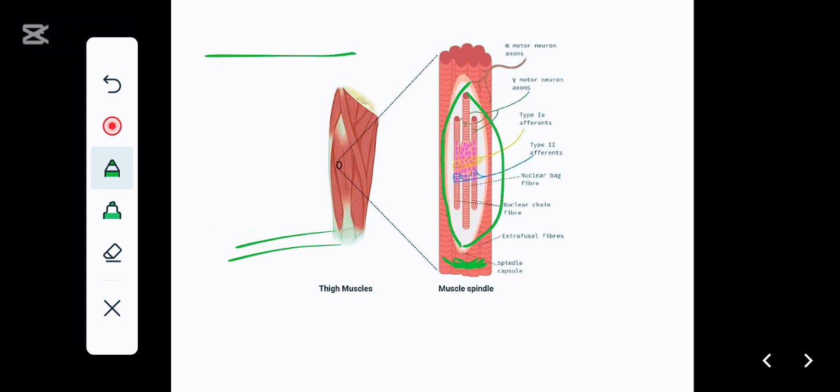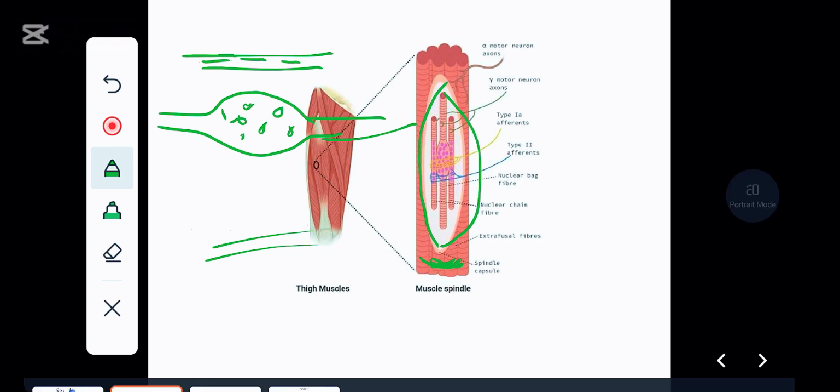The ones that are just linear in that manner are called nuclear chain fibers because their nuclei are in a linear manner like that. But there are also the others that are bulged at a certain region. These are called nuclear bag fibers, and their nuclei are in clusters like that.